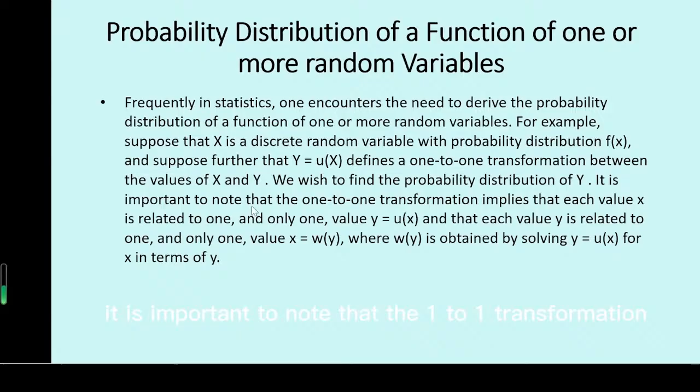It is important to note that the one-to-one transformation implies that each value x is related to one and only one value of y from y equals u(x), and each value y is related to one and only one value of x. So x can be calculated from y also. We call this w(y), and w(y) is obtained by solving y equals u(x) for x in terms of y.